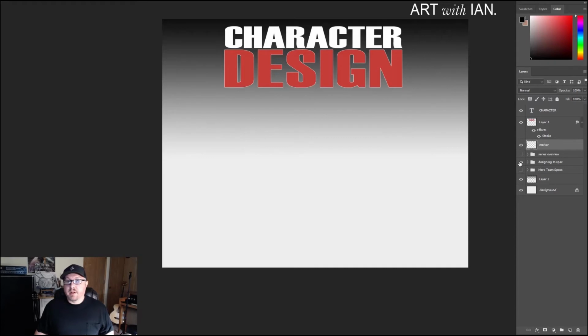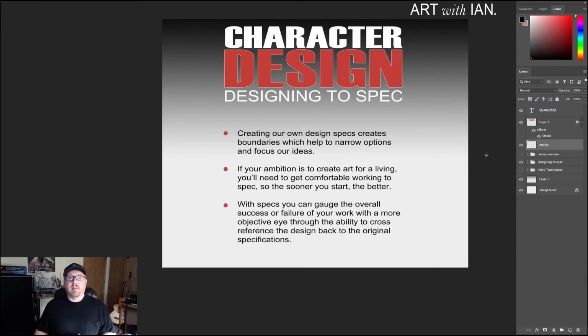So first thing we're going to talk about is a little bit about designing to spec. The reason we do a mock-up of this in preparation for a client, even though we don't actually have a client, is because creating our own design specs creates boundaries, which helps us to narrow options and focus our ideas.